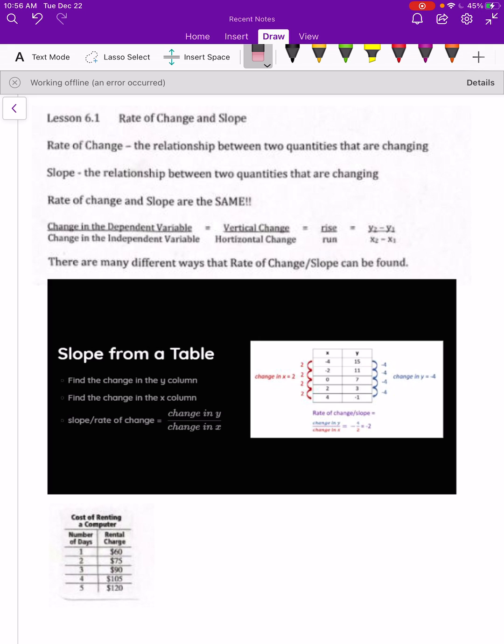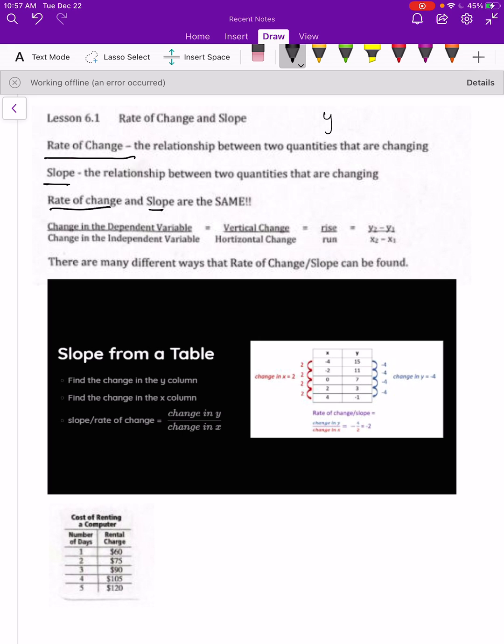Now, I'm sure you've heard both of those before, and I have the definitions for both rate of change and slope, and we use them a lot in mathematics. So here we go. Definition, rate of change. Rate of change is the relationship between two quantities that are changing. So two quantities changing and the relationship between them. Now, let's look at the definition of slope. Slope is the relationship between two quantities that are changing. Well, geez, deja vu. Well, that's because rate of change and slope are exactly the same. They are the same thing, and that's what this says. Rate of change and slope are the same.